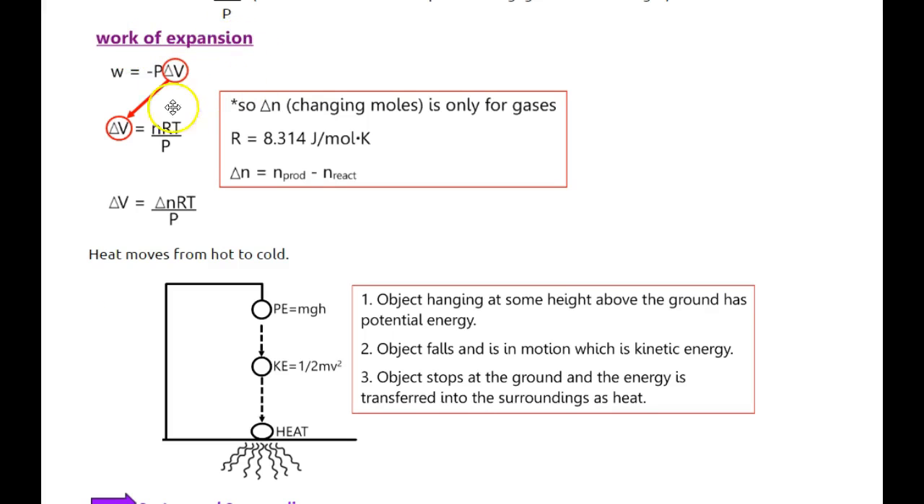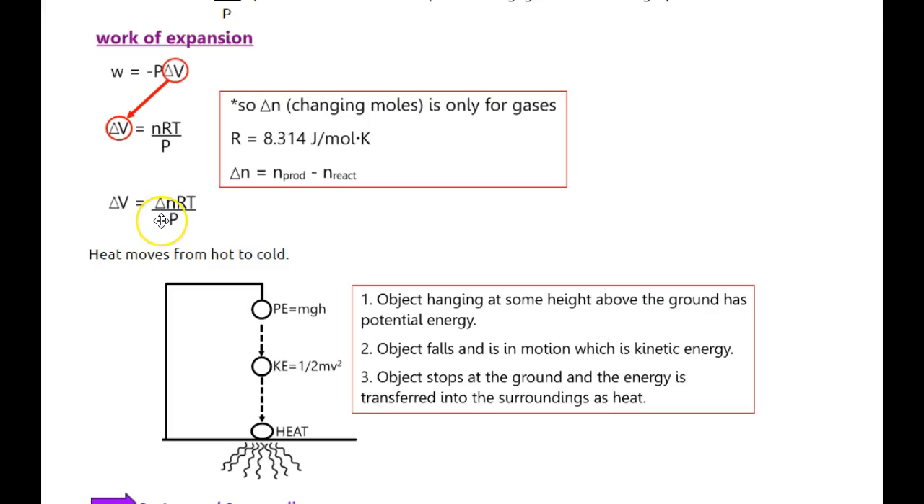Work of expansion. So work is equal to negative pressure times the change in volume, and we can determine the change in volume using the gas equation, which is equal to nRT over P. So in a chemical reaction, you may have a change in volume as a result of a change in moles from total gases of reactants and total gases of products.